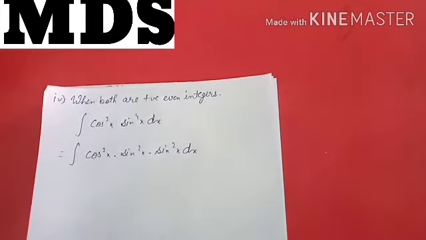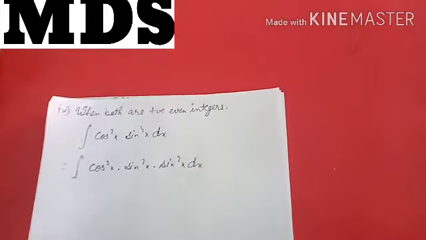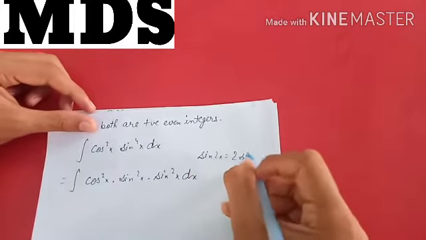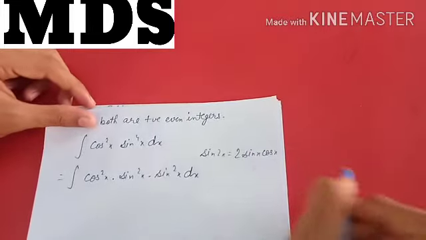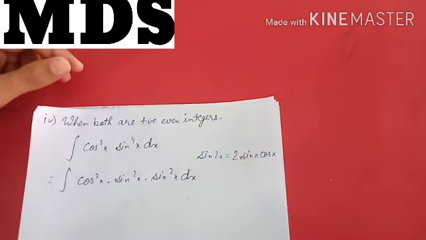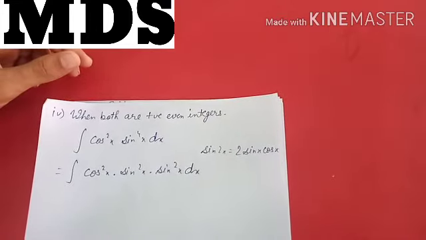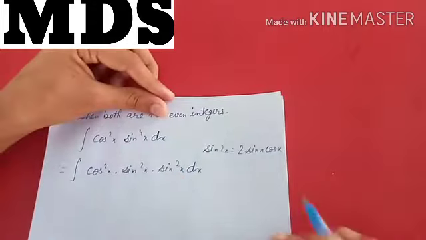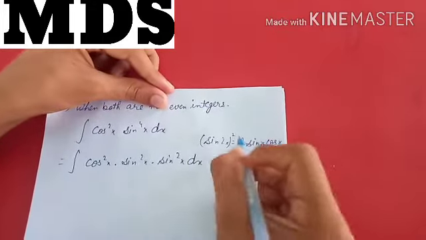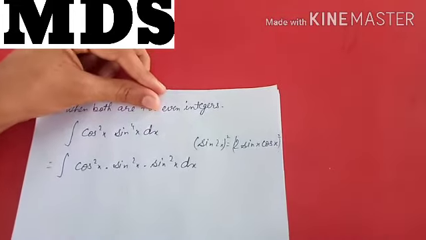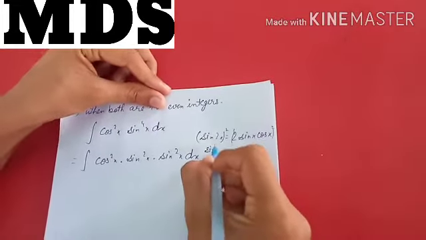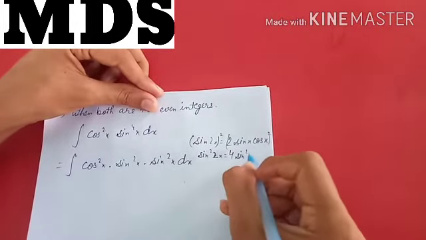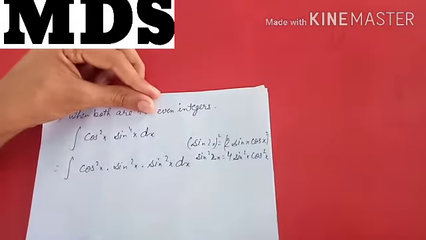Now we need to know one formula, that sin 2x is equal to 2 into sin x cos x. Now if I square it, it will be squared on this side also. So this will be sin square 2x equal to 4 into sin square x cos square x.